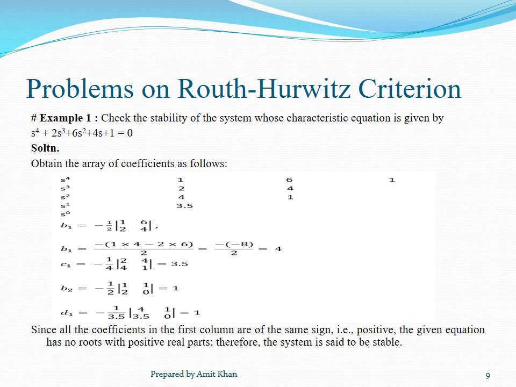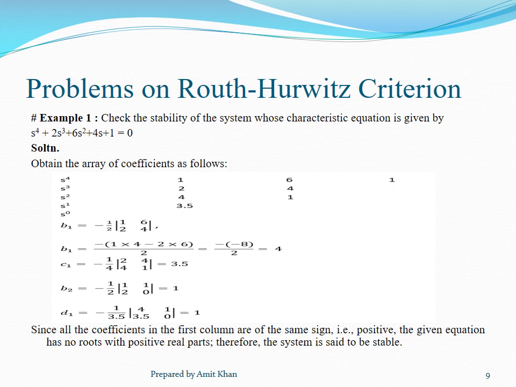Here is a problem on Routh-Hurwitz criteria. We have to check the stability of the system whose characteristic equation is s to the power 4 plus 2s cube plus 6s square plus 4s plus 1 equals 0. At first we have to obtain the array of coefficients. The coefficient of s to the power 4 is 1, 6, 1, that of s cube is 2, 4, and we have to find the coefficients of s square.